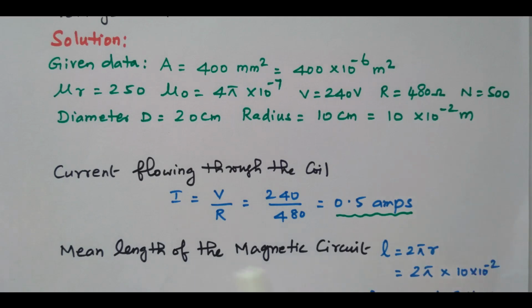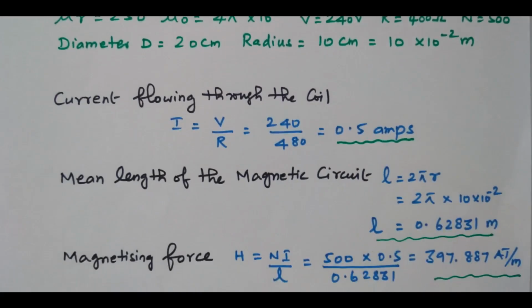Now we will find the values one by one. First we will find the current flowing through the coil. Our final aim is to find the flux produced in the air gap, the flux produced in the ring. For that, first we will find the current. I equal to V divided by R, a very simple formula. V is given as 240, R is 480, so 240 divided by 480 is 0.5 ampere.